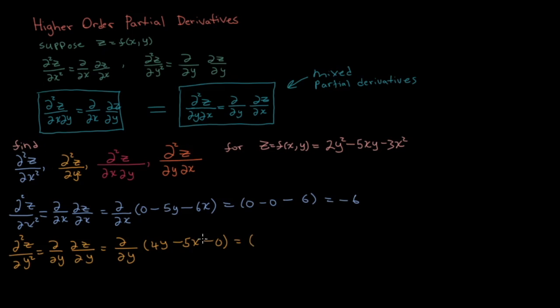So 4y just reduces to 4. The negative 5x is a constant, so that goes to 0, and then 0, and so our answer just becomes 4. Now let's try this one right here.